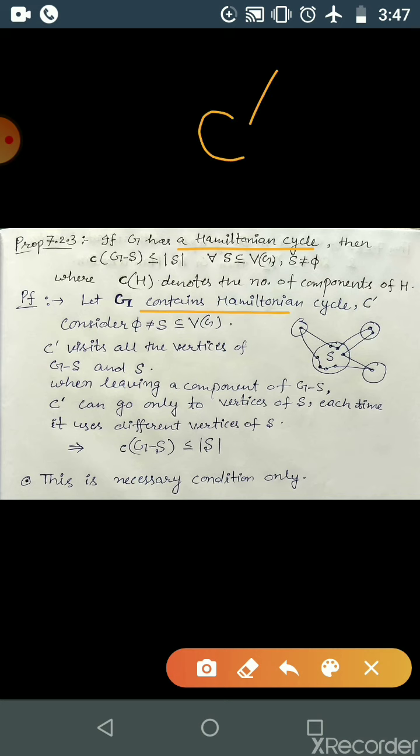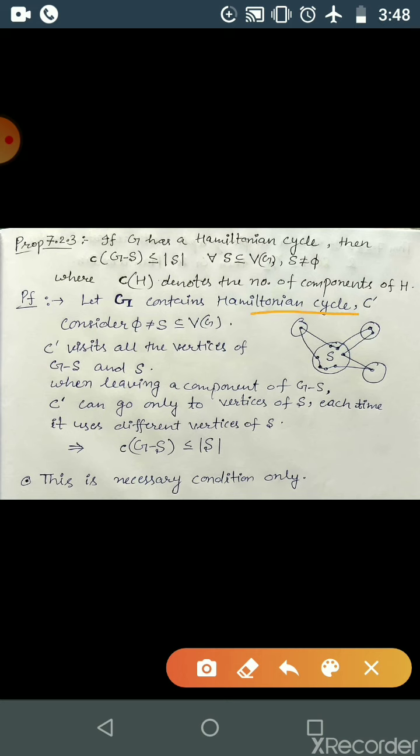Suppose C' is present, and why am I just taking C'? That is so that it doesn't look like this number of components. Okay, that's why I am just using it. There is nothing much more reasoning for this one, so this is just a notation. So G contains some cycle C'.